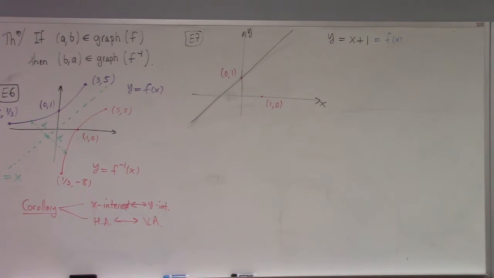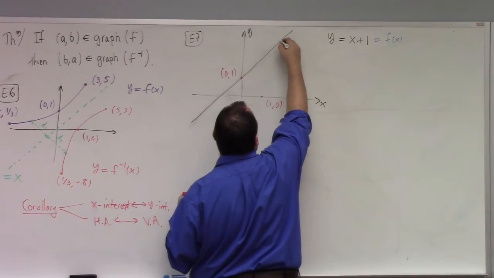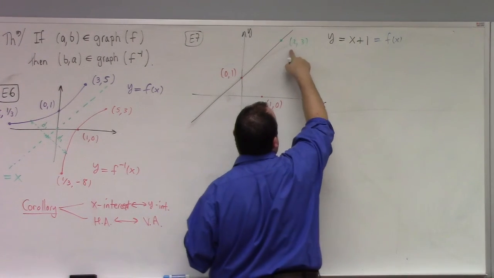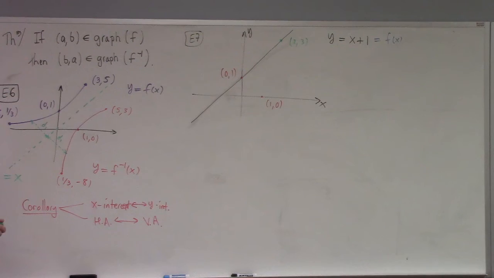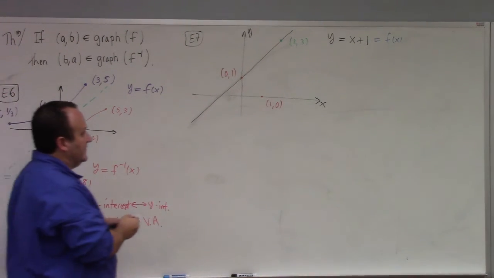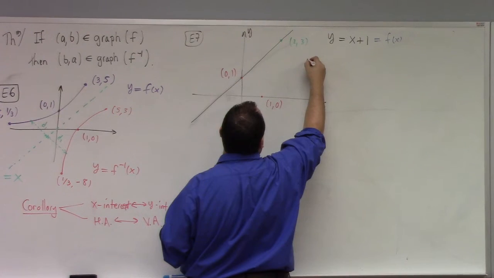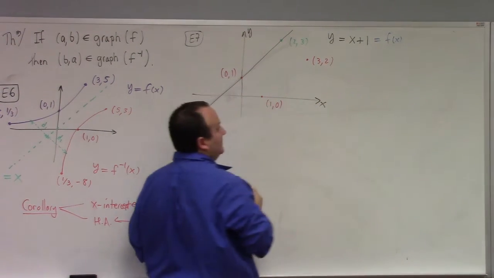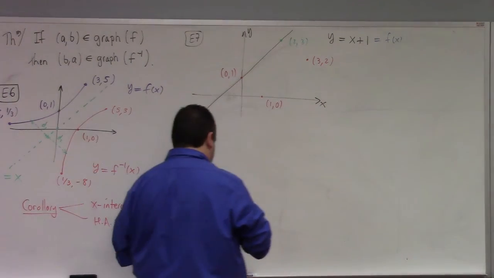So what other point do you want to pick on the line to flip over? Say (2, 3)? Is that a point on the line? How do you know that? I plug 2 in, I get 2 plus 1 is 3, right? Great. Now what point do we have on the graph of the inverse function? If (2, 3) is a point on the function, (3, 2) is a point on the inverse function, right? I also know from the geometry that the reflection of a line across a line is going to be a line again. So two points on the graph of the inverse is enough. That fixes it.